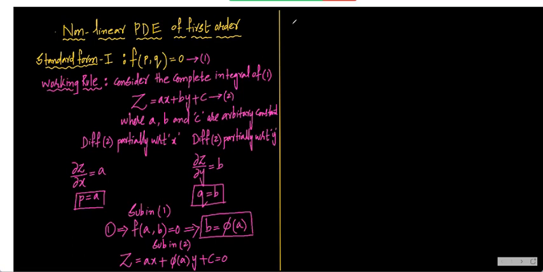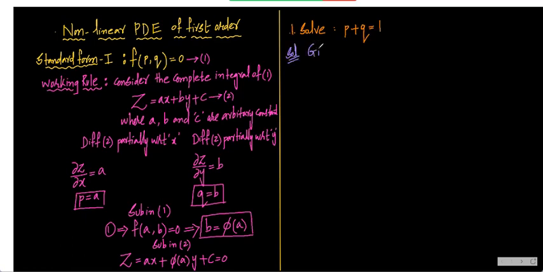Question number 1. Solve p plus q is equal to 1. Can you say that it is in standard form 1? What I said is standard form 1 means it should have the terms of p and q only. So our question is in terms of p and q only. Now we can start writing the solution.